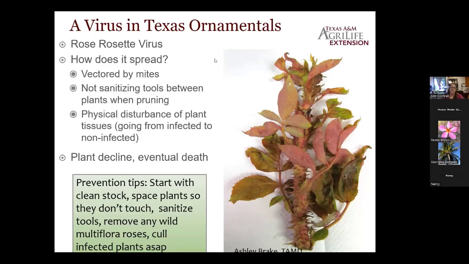So with rose rosette, though, it will always result in plant decline and death. So we really focus on prevention because we don't have any good treatments. We start with clean stock, space your plants so they don't touch to make it harder for those spider mites to go plant to plant to plant. If they're too close and the leaves overlap, it's like a little highway. You're just making it easy for them. So space them apart where the mites have to work for it. Sanitize your tools, remove any wild multiflora roses.